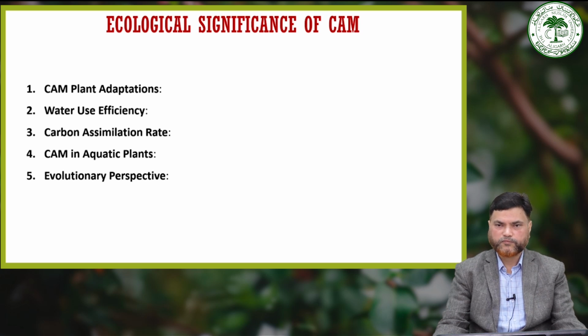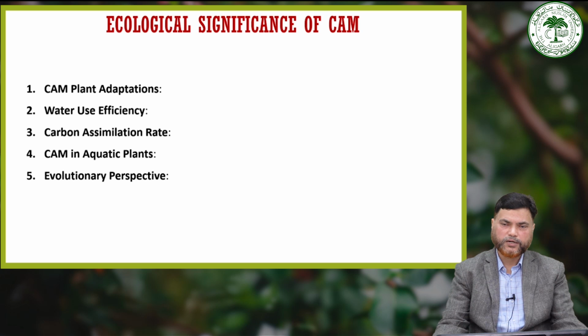Now in terms of carbon assimilation rate, CAM plants don't assimilate carbon as quickly as C3 or C4 plants generally do. Even though they are efficient with water, they can only take in about half as much carbon each day as C3 plants and about one third as much as C4 plants.